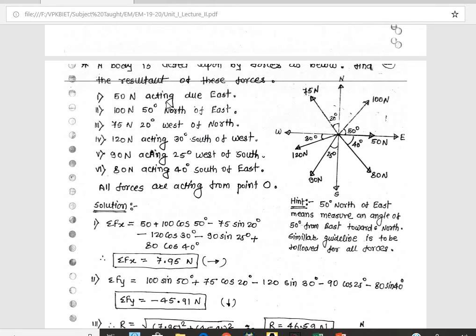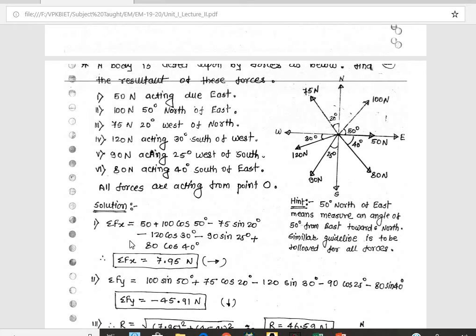See, now forces are given direction-wise, so keep this in mind. 50 degrees north of east means measure an angle of 50 degrees from east towards north. Whatever second direction is given, from that you have to measure the angles. Similar guidelines you have to follow. Now see, this is 50, and this is 100, which is 50 degrees north of east, meaning from east it is 50 degrees. Now 75 is 20 degrees west of north, from north it is 20 degrees. Now just after that, resolve all of this.